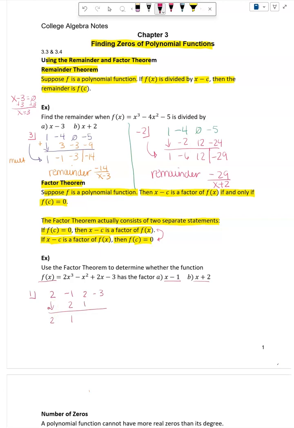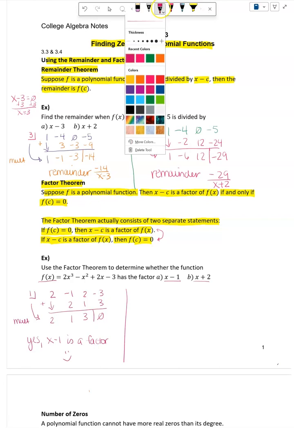Now we add these. Remember, up here it's always add. Down here it's always multiplication. 1 times 1 is 1. Add these, it's 3. 1 times 3 is 3. Negative 3 plus 3 is a 0. So yes, x minus 1 got a 0 remainder. So yes, x minus 1 is a factor.